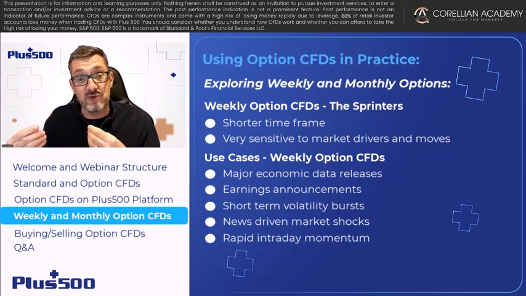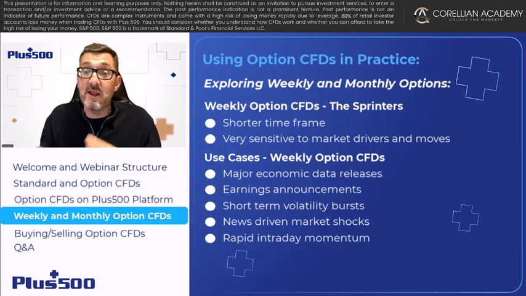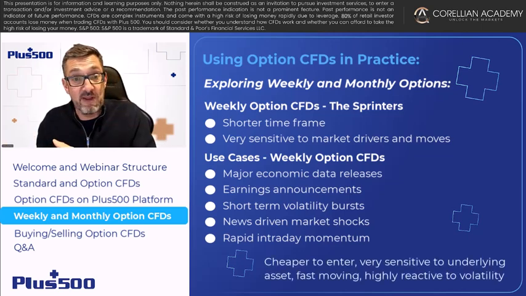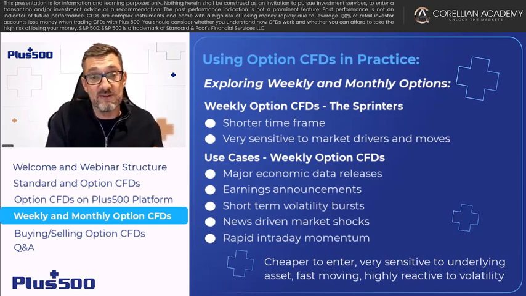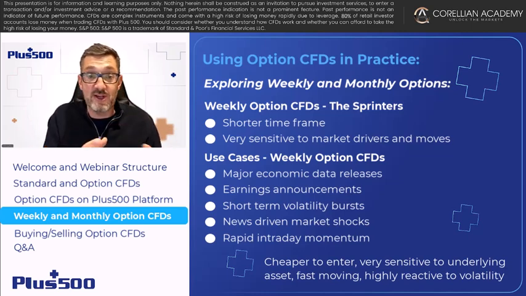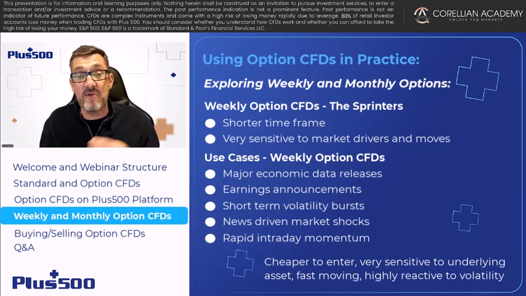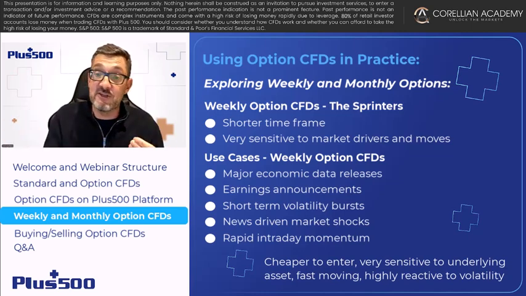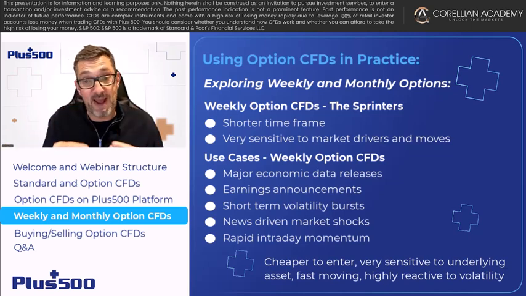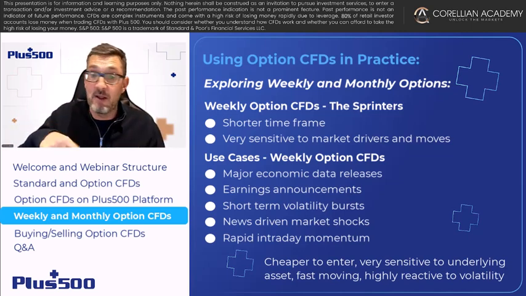Because they carry almost no time value, weekly options behave like high-performance instruments. They're cheaper to enter, more sensitive to market movements, faster moving in both directions, and highly reactive to volatility changes. They're designed for traders who want speed, precision, and short-term opportunity, the kind of setups where timing matters and the market is moving now, not next week.